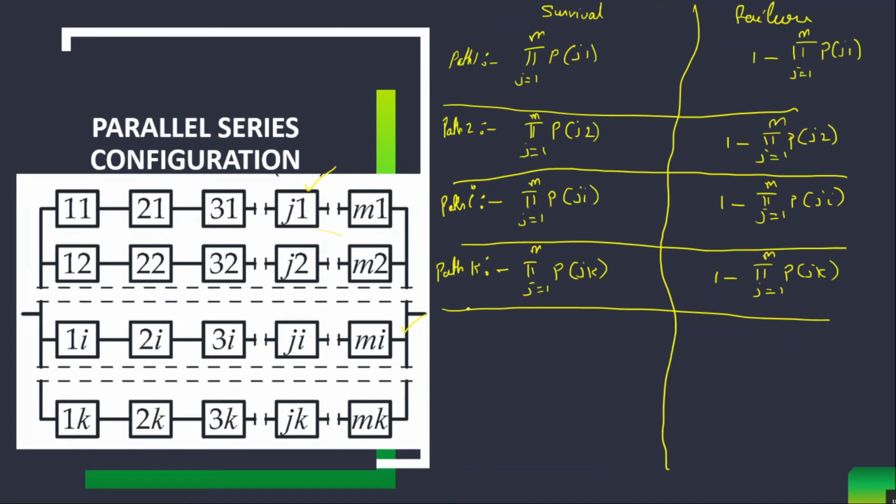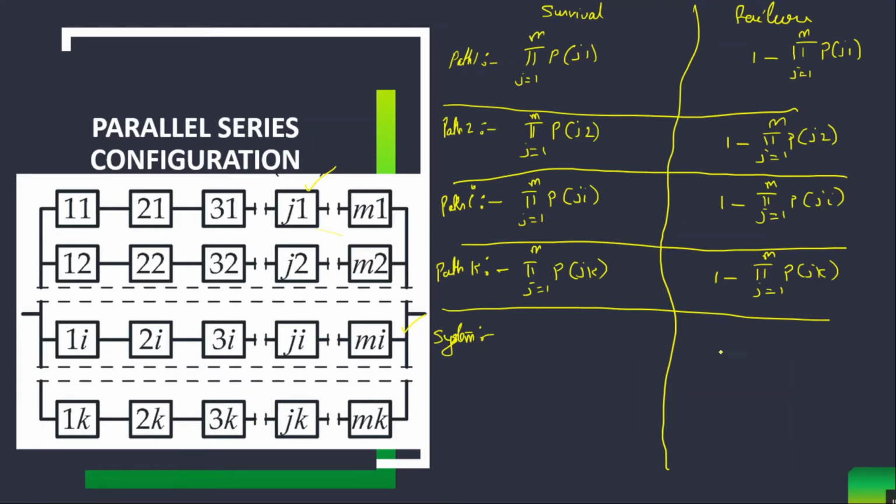Now we are going to find the probability of survival of the system. System means we are going to consider the entire path. If you are considering the entire path, the better thing is to first find the probability of failure of the entire system. The system will fail if all paths fail simultaneously. So we have an AND operation between all paths. AND operation means the product of the probability of failure of each path.